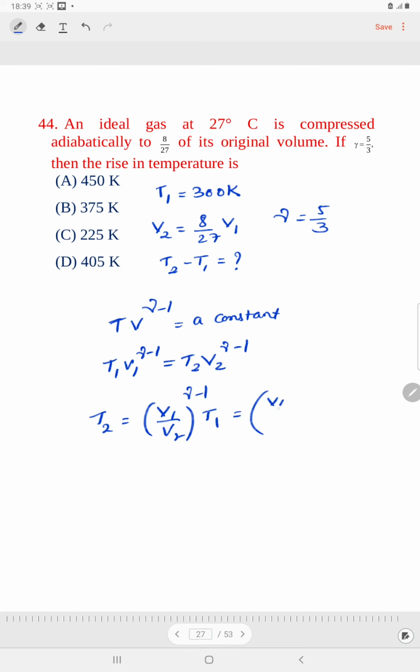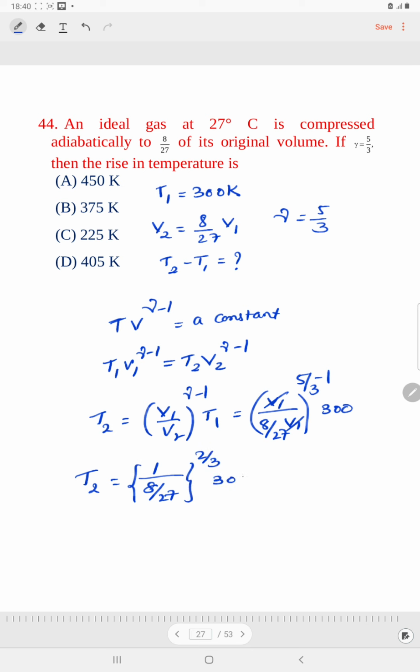Now V1 I will write as it is. V2 is 8 by 27 times V1, whole power gamma, that is 5 by 3 minus 1, multiplied by 300. Next, V1 and V1 get cancelled. Now T2 is equal to 1 over 8 by 27, whole power 5 by 3 minus 1, which is 2 by 3, multiplied by 300. Now this 1 over 8 by 27 will become 27 by 8, whole power 2 by 3, multiplied by 300.